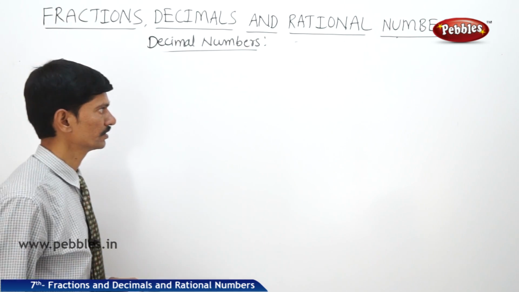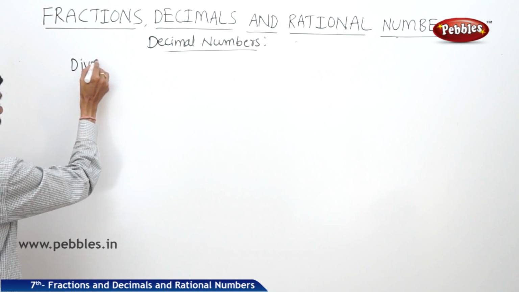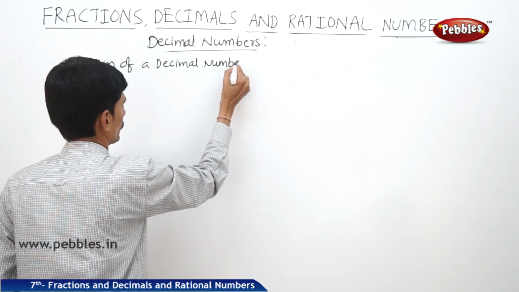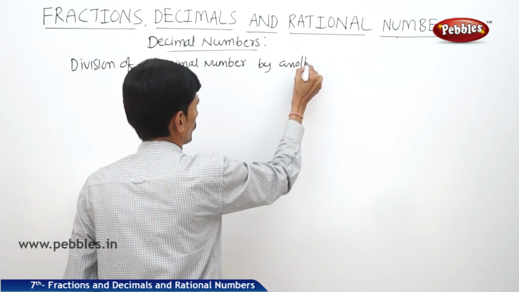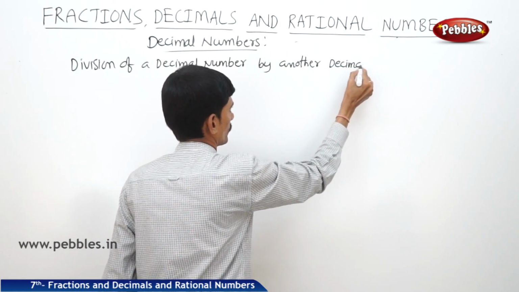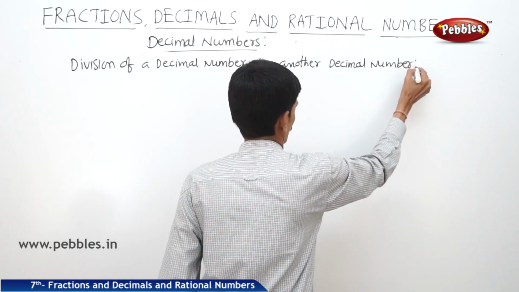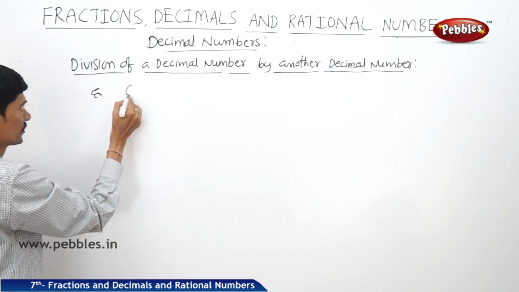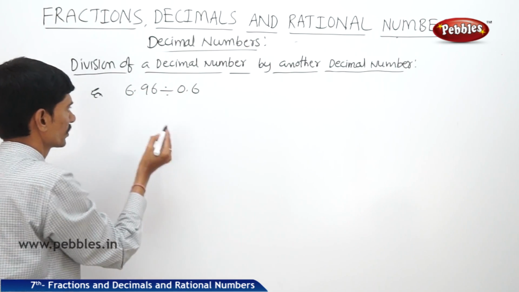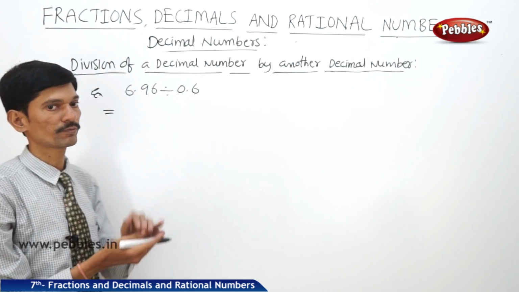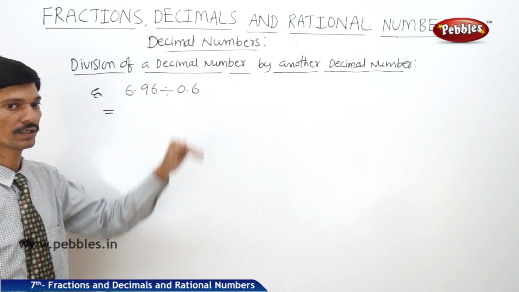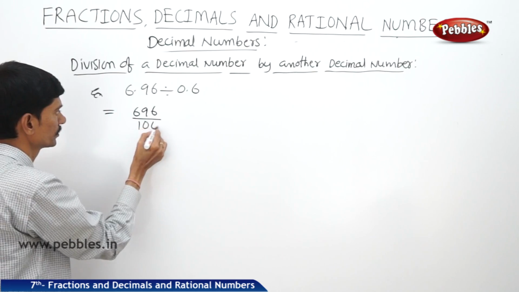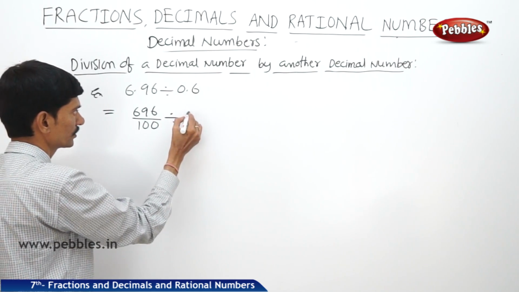Now let us divide a decimal number by another decimal number. So division of a decimal number by another decimal number. Now let us divide 6.96 by 0.6. Here 6.96 is a decimal number and 0.6 is also a decimal number. So we divide a decimal number by another decimal number. Now let us see how to divide. 6.96 can be written as 696 by 100 divided by 0.6, which can be written as 6 by 10.